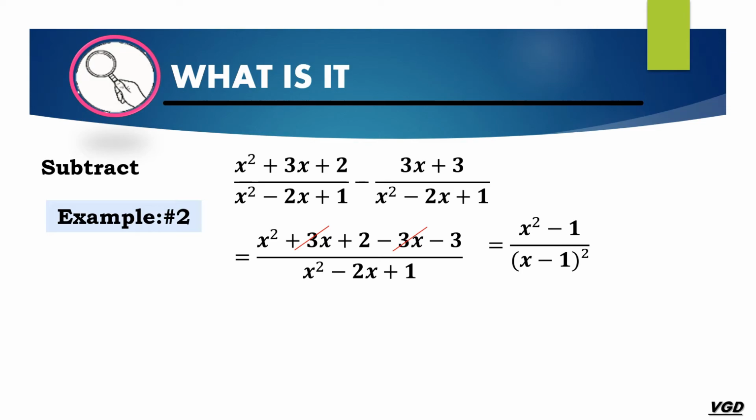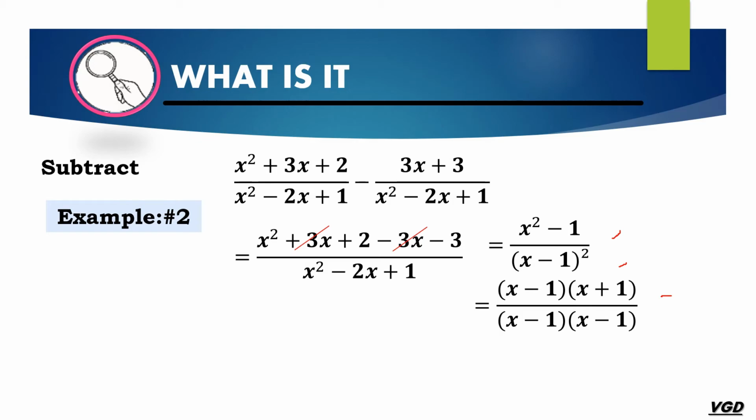Take note that x squared minus 1 over the quantity of x minus 1 squared can still be simplified. So for x squared minus 1, we just have to factor this one using the difference of squares. And for the quantity of x minus 1 squared, we can also expand this one using the FOIL method. So we will be able to get the factor of x squared minus 1, which is the quantity of x minus 1 times the quantity of x plus 1 over the factor of the quantity of x minus 1 squared.